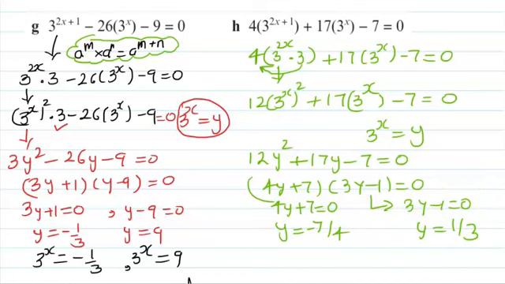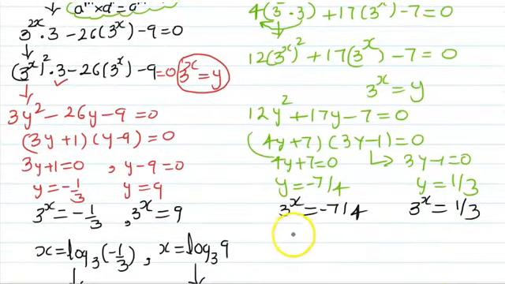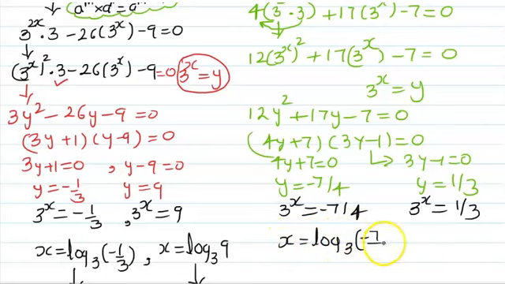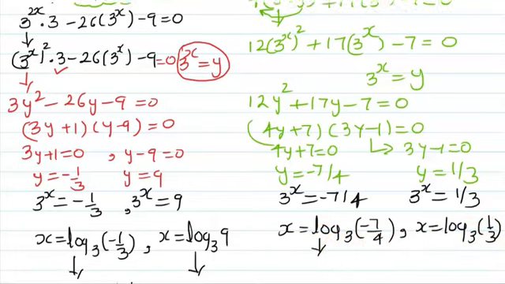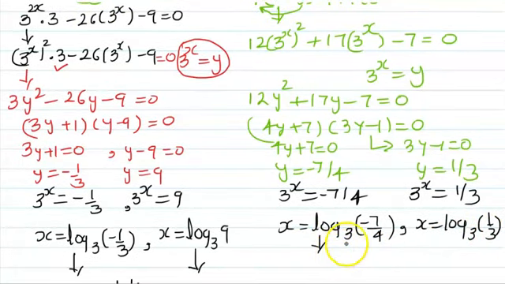Now, what is the value of y here? Thank you. So 3 to the power x equal to minus 7 over 4, and 3 to the power x equal to 1 over 3, right? Now, what will be the value of x here? x equal to log base 3 of minus 7 over 4, and here x equal to log base 3 of 1 over 3. What is this result in the calculator? Maths error means no solution.